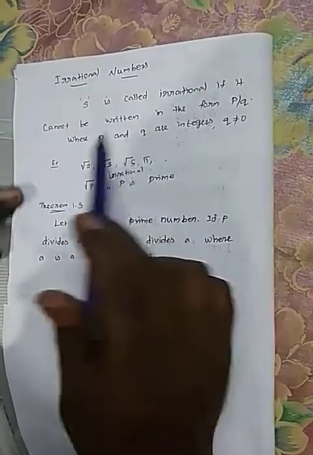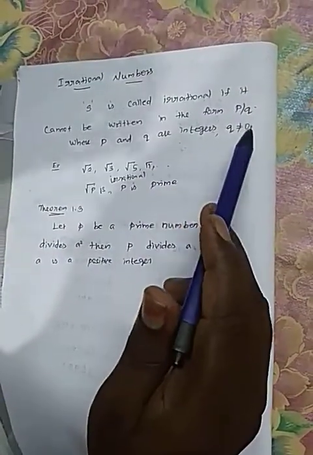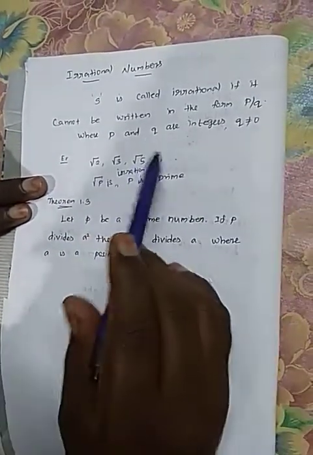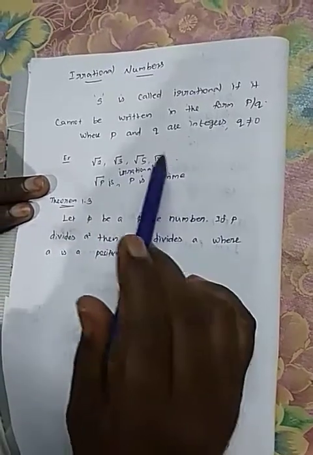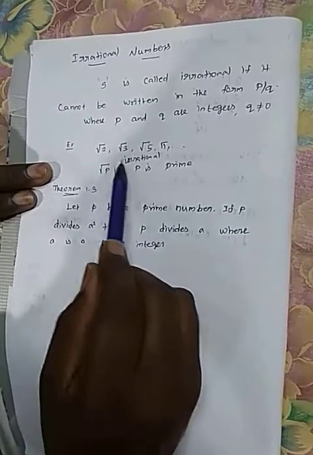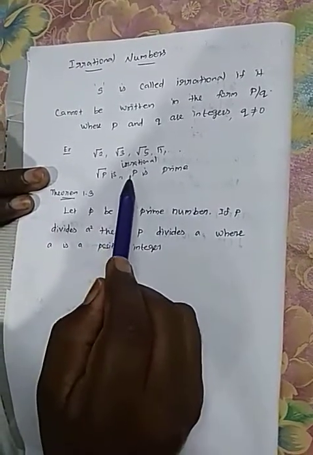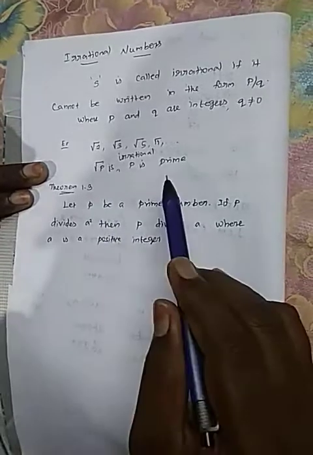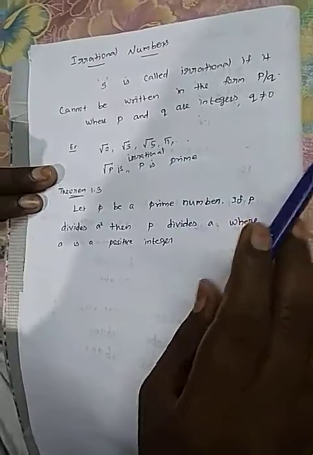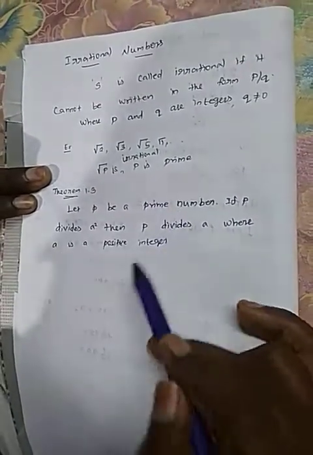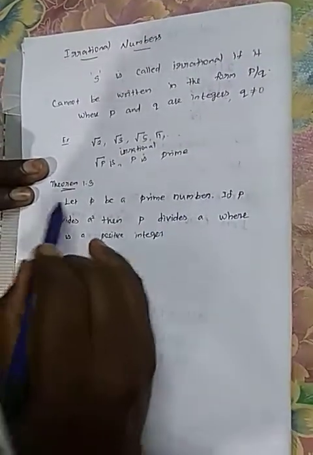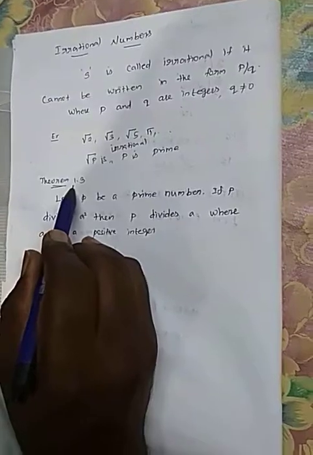That is the meaning. Where p and q are integers, q is not equal to 0. For example, root 2, root 3, root 5, and so on, and pi. These are called irrational numbers. Simply, in general, root p is an irrational number, where p means a prime number. So the square root of all prime numbers is called an irrational number. Once again, the square root of all prime numbers is called an irrational number. Next, theorem 1.3.